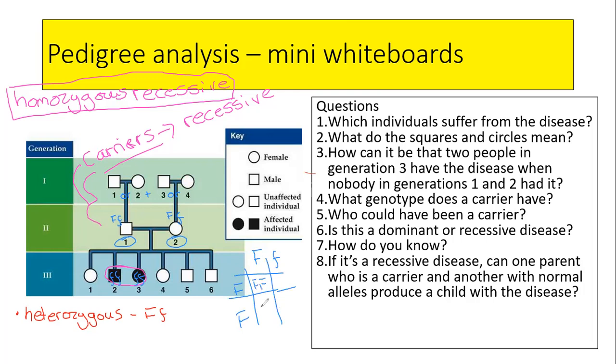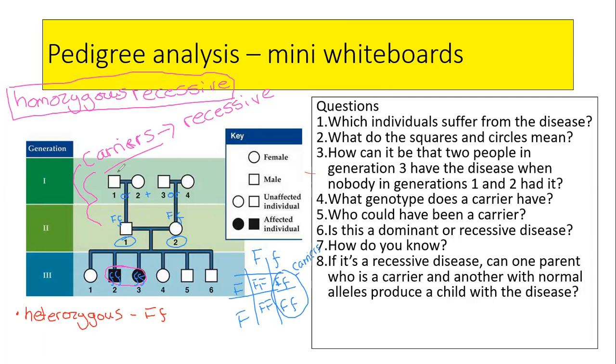No, no, no, no. So these would all be unaffected, but these 2 would be carriers, but they are not affected. So you can't have one parent being a carrier and the other one being normal producing a child with disease.